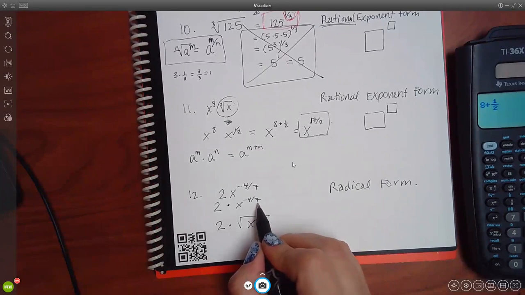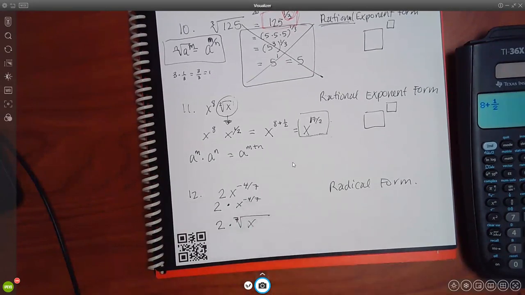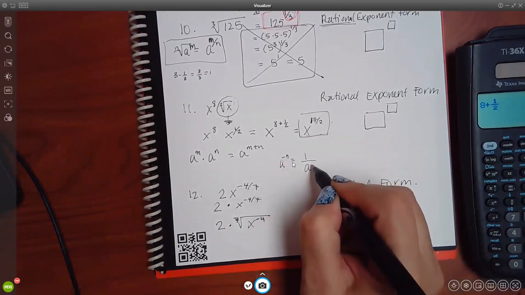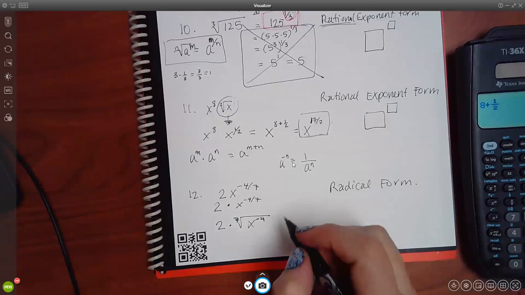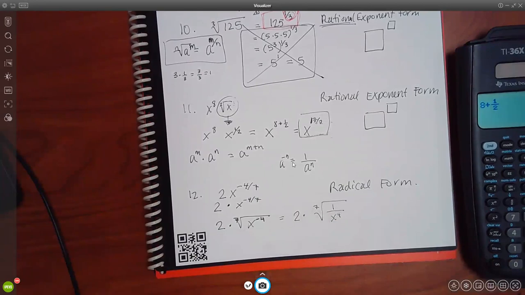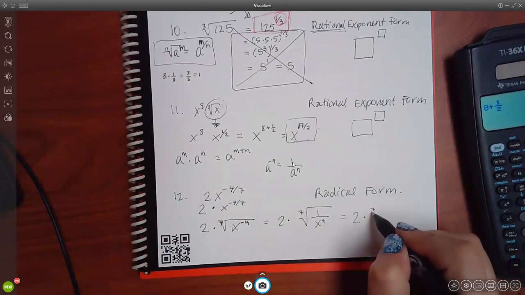Now, I do have a problem here, though. I see that it has a 7 in the denominator, so I know that my index will be 7, right? But it has a negative 4 in the numerator, which means this would be a negative 4. But in the radical form, they never like you to keep your exponents negative. So you have to remember what a negative exponent means. And that is this rule, that it actually means it should exist in the denominator. And when it does, you don't have to put the negative anymore. Okay. So what that means is that you have this 2 sitting out here on the side, but you're actually going to have the 7th root of 1 over x to the 4th. And that can be simplified. You can use one of those other rules that says you can split this fraction.